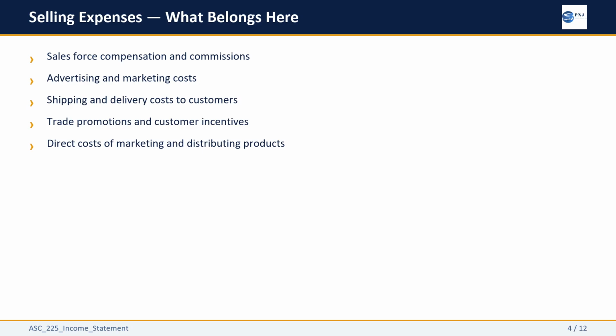Selling expenses cover everything the company spends to get its product in front of customers and into their hands. Sales staff salaries and commissions belong here. So does advertising, whether that is a billboard, a digital campaign, or a trade show booth. Shipping and delivery costs to customers, trade promotions, and other customer incentives all fall into this bucket. The defining test is straightforward. If the cost is directly related to marketing or distributing the company's products, it belongs in selling expenses.